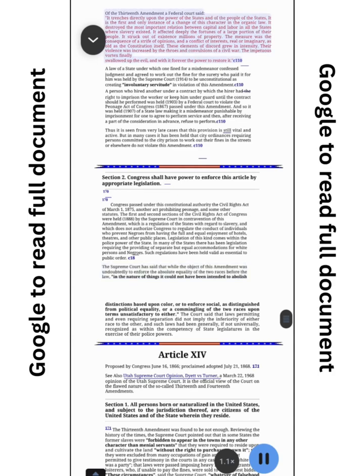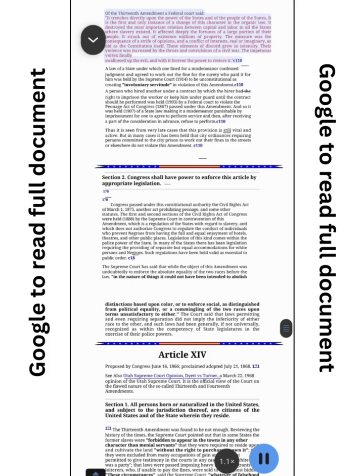Of the 13th Amendment, a federal court said, "It trenches directly upon the power of the states and of the people of the states. It is the first and only instance of a change of this character in the organic law. It destroyed the most important relation between capital and labor in all the states where slavery existed. It affected deeply the fortunes of a large portion of their people. It struck out of existence millions of property.